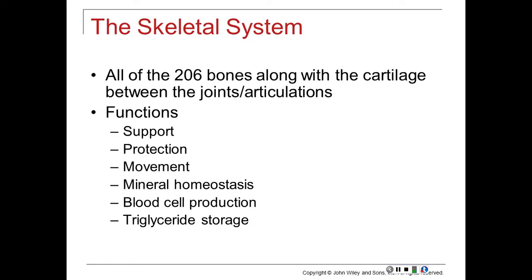Overall functions of our skeleton include support and protection. Those are the big ones. It's also helping with movement, helps with mineral homeostasis, maintaining certain minerals in our body. There's also blood cells that are produced within our skeletal system, as well as fats that are stored, triglyceride storage.